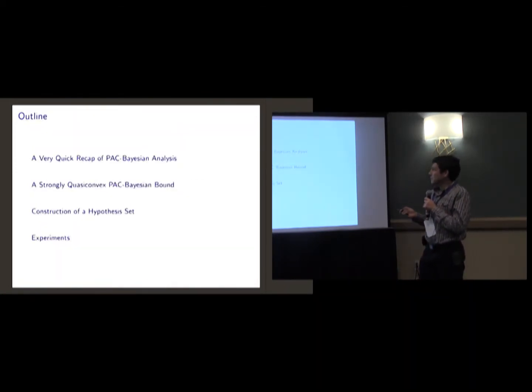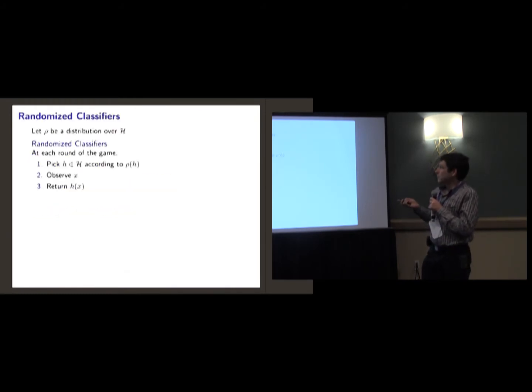So I will start with a very quick recap of PAC-Bayesian analysis. Many already talked here, so it's just to make sure we're talking about the same notation. Then I will show the strongly quasi-convex PAC-Bayesian bound, then talk about construction of a hypothesis set for this bound and some experiments.